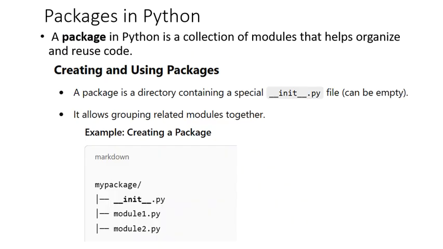Packages in Python. A package in Python is a collection of modules that helps organize and reuse code. Creating and using Python packages: a package is a directory containing a special __init__.py file that can be empty. It allows grouping related modules together. For example, creating a package my_package, then __init__.py, then you can create many modules under this.